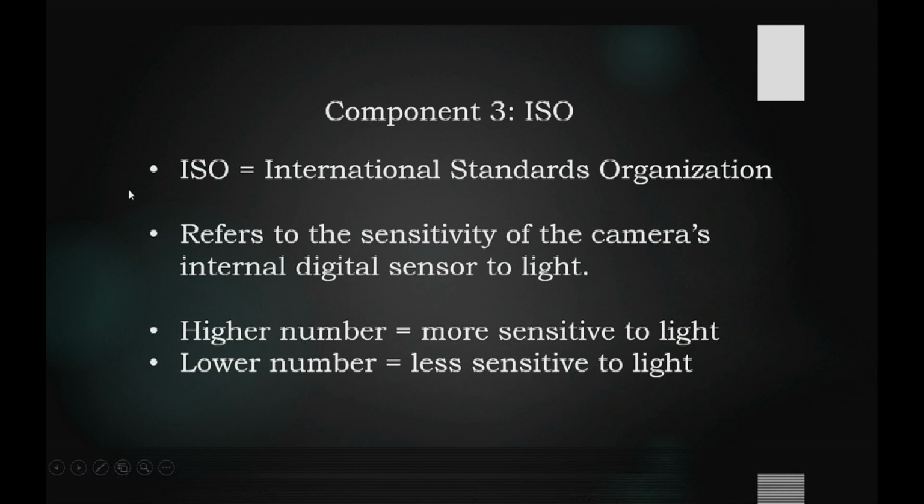Okay. So the last thing is ISO, which actually stands for International Standards Organization. But what this refers to is how sensitive the internal sensor is to light. So the higher the ISO, the more sensitive it is to light, and the lower the number, the less sensitive it is to light. So, for example, if I were shooting out in bright sunlight, I would have a really low ISO. I would shoot at probably 100, again, depending on my shutter speed and the f-stop that I'm shooting at.